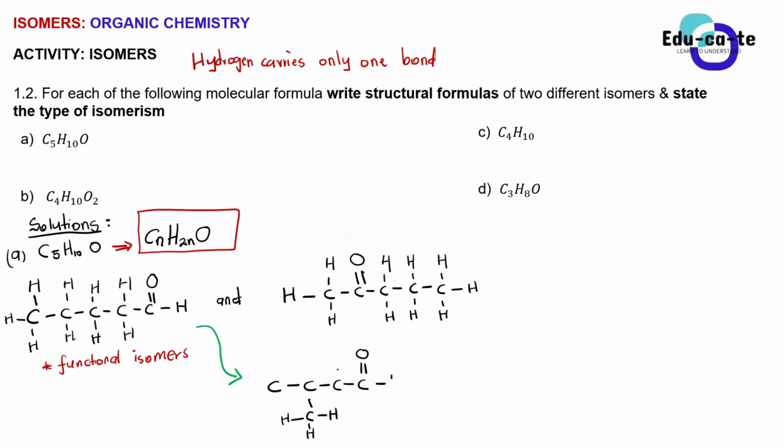This is still an aldehyde, guys. The functional group is still the formyl group. It is still an aldehyde. And it is still having the same molecular formula, guys. If you count the number of hydrogens and the number of carbons, it is still the same. 5 carbons, 10 hydrogens, 1 oxygen. So this is still an aldehyde.